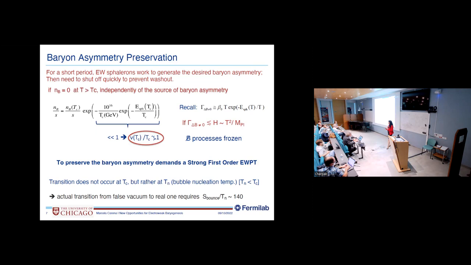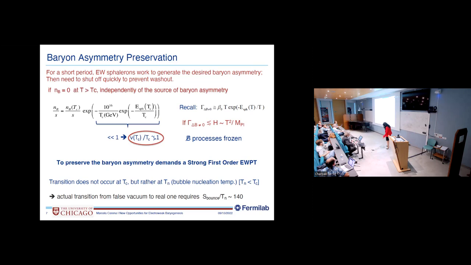Why do you need out of equilibrium processes? Because if I leave these sphalerons active forever, although the way I generate baryon asymmetry is because one process is slower than the other, if I let things go to infinity, they will finally kill everything. So for a short period the electroweak sphalerons work to generate the desired baryon asymmetry, and they need to shut off quickly to prevent the washout. Okay, and again, I won't do the calculation for you here.